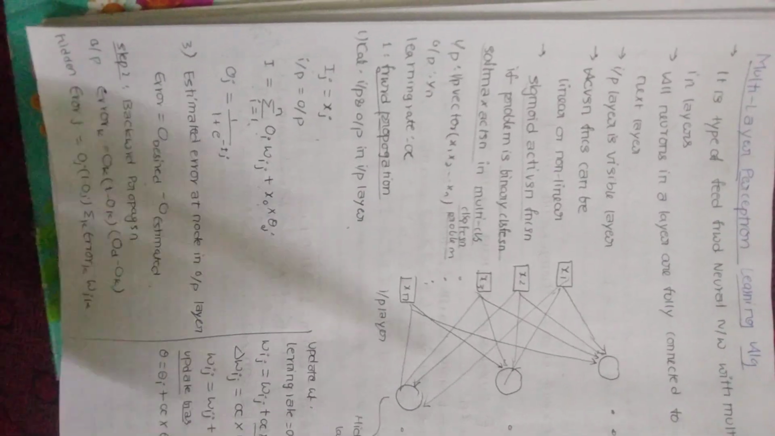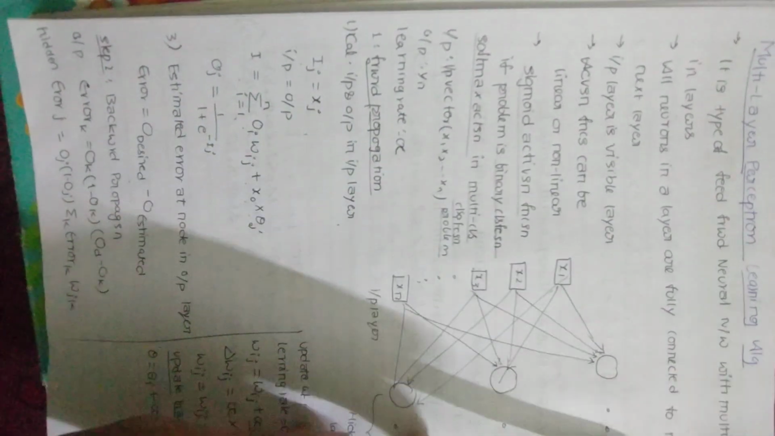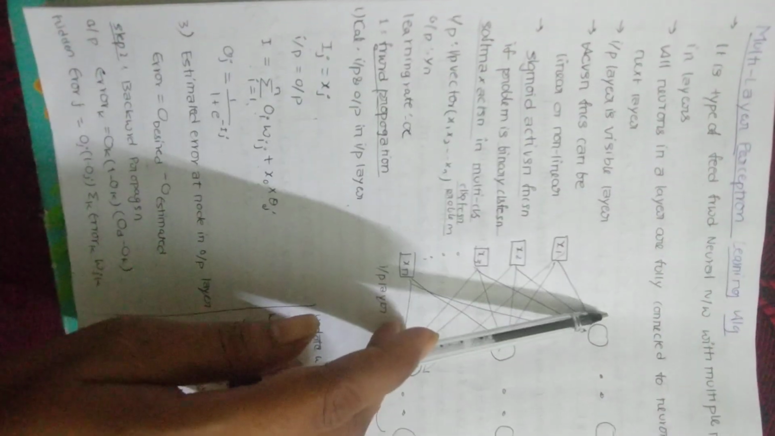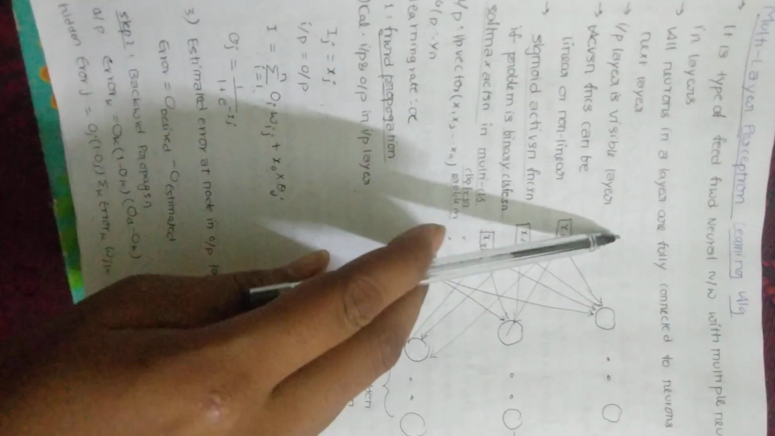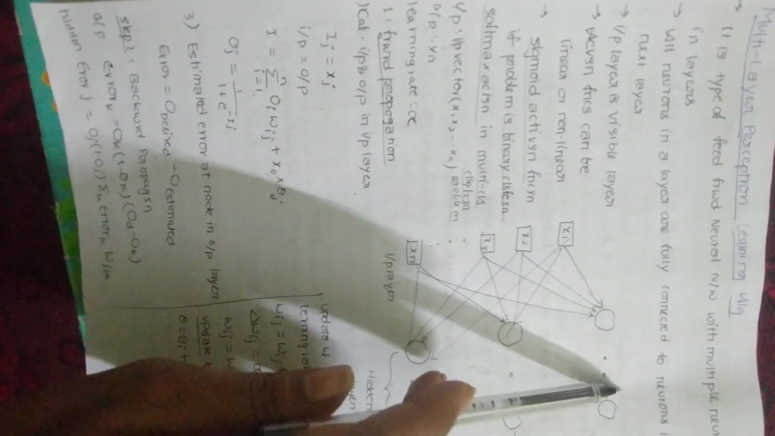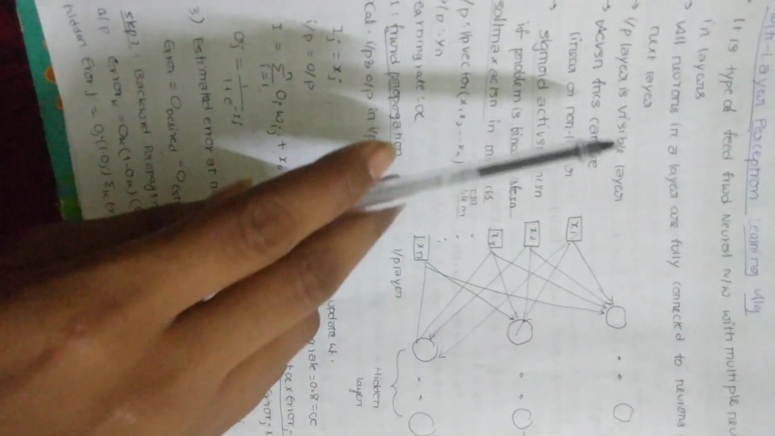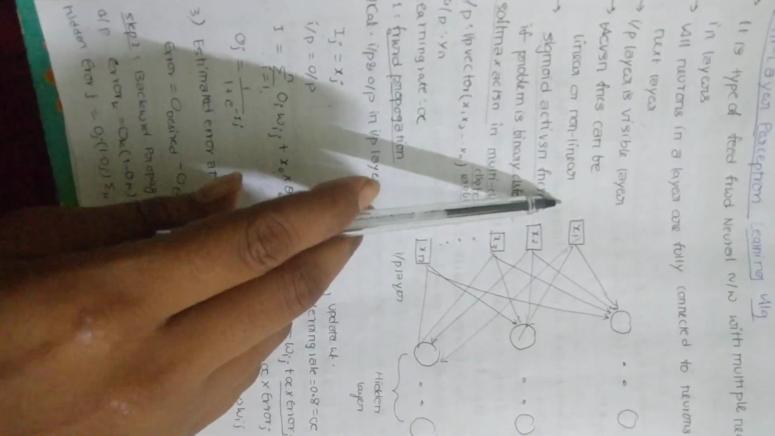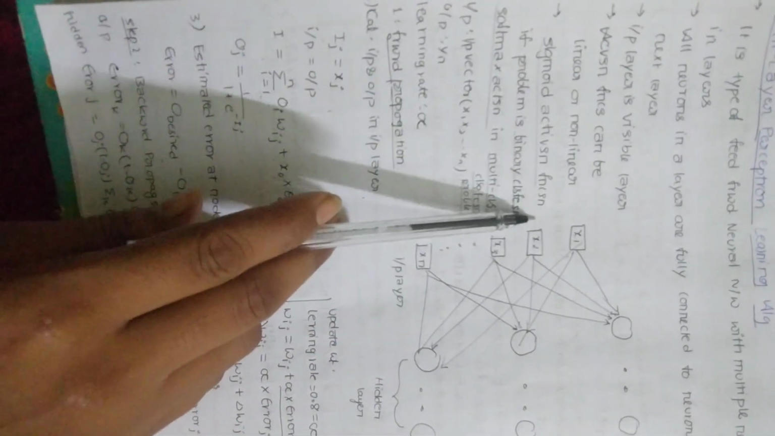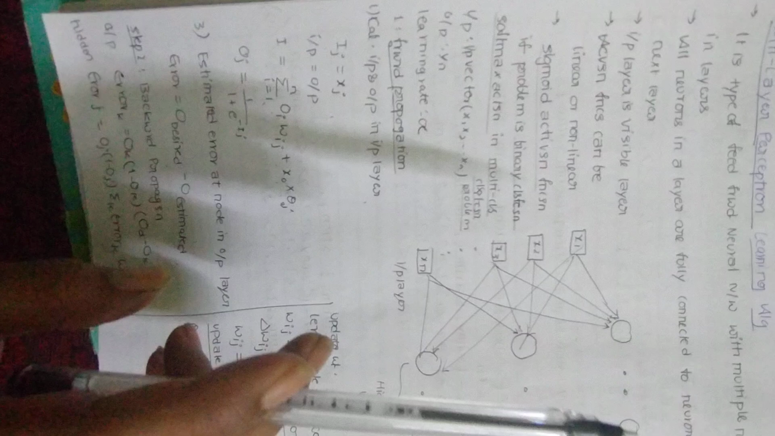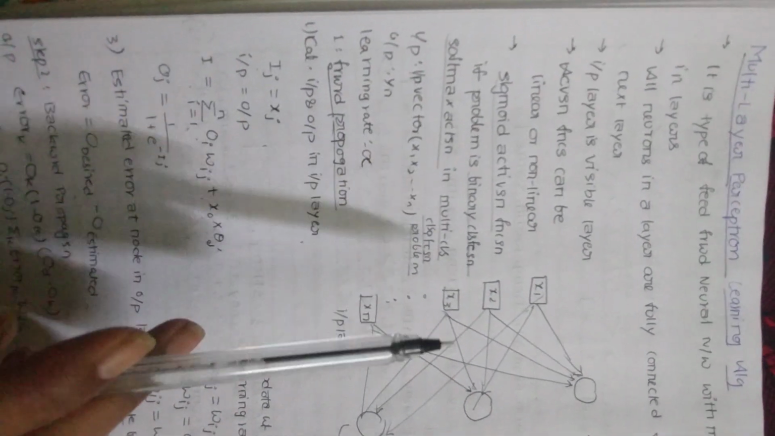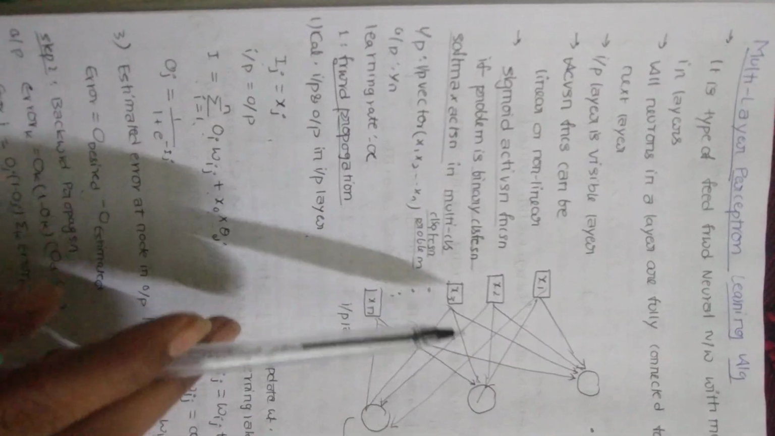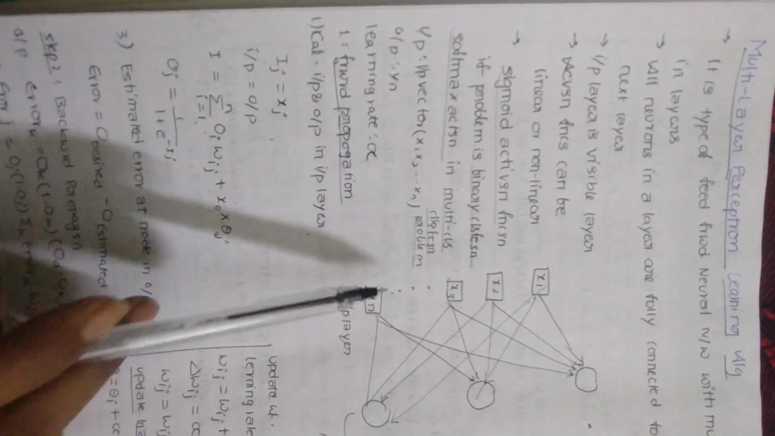Today we are going to learn the multi-layer perceptron learning algorithm. What is it? It is a type of feed-forward neural network with multiple neurons in layers, and all neurons in a layer are fully connected to neurons in the next layer. The input layer is the visible layer. The activation function can be linear or non-linear. The sigmoid activation function is used if the problem is binary classification, and the softmax activation is used in a multi-class classification problem.